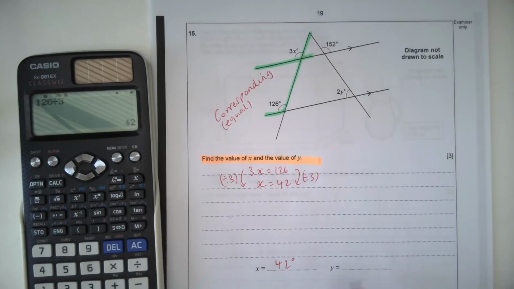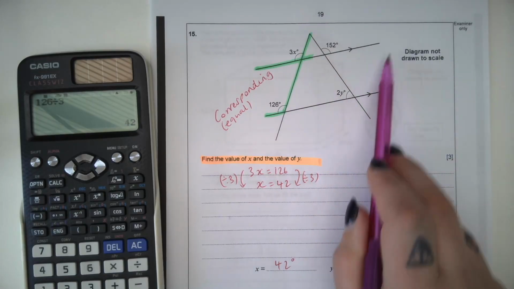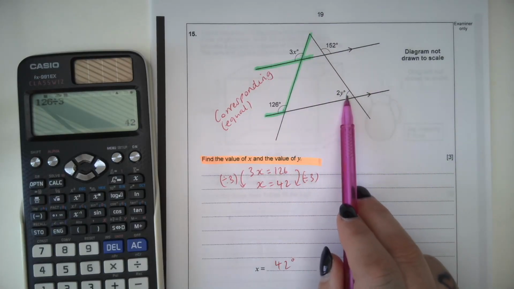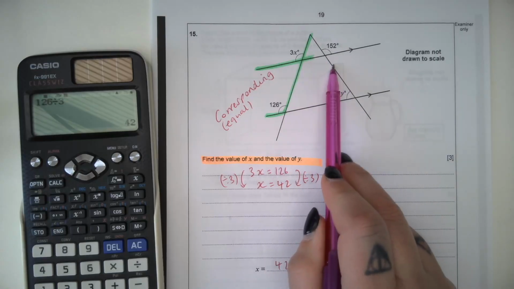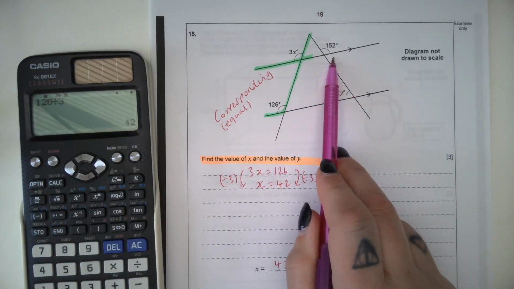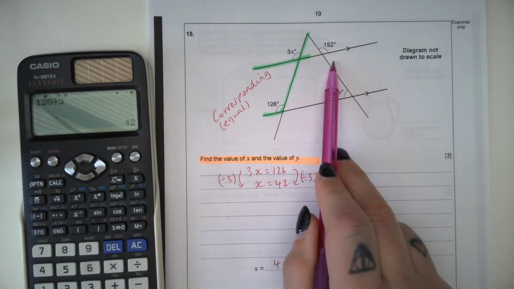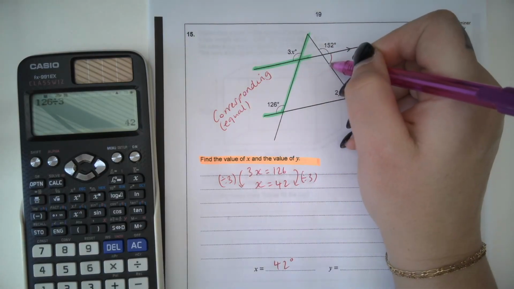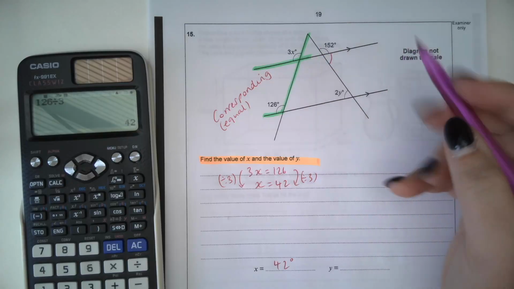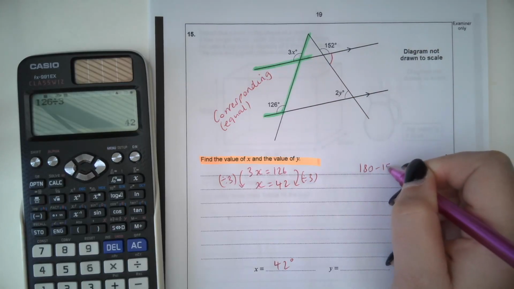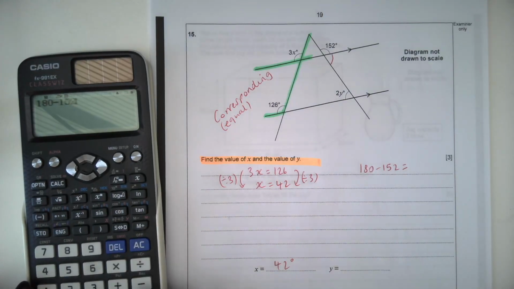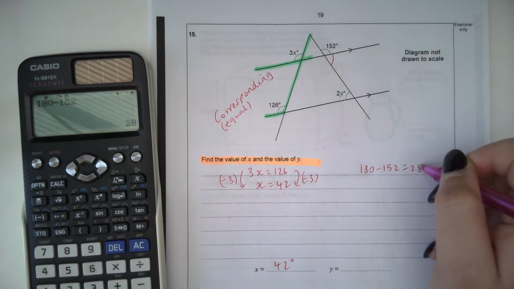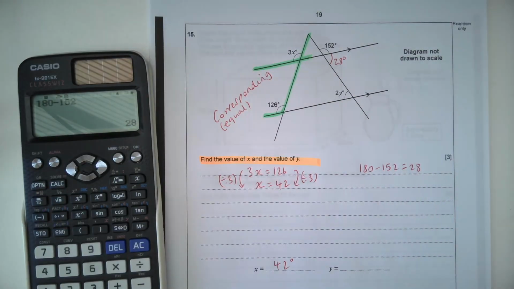Dealing with y now. So looking at this side here, we have 2y here. Now what we ideally would want is an angle here, they are corresponding, or an angle here, they are alternate. So we can find one of those two angles, and I'm going to find this angle here because this is a straight line. So 180 subtract 152, angles on a straight line add to 180, is 28. So this angle here is 28 degrees.